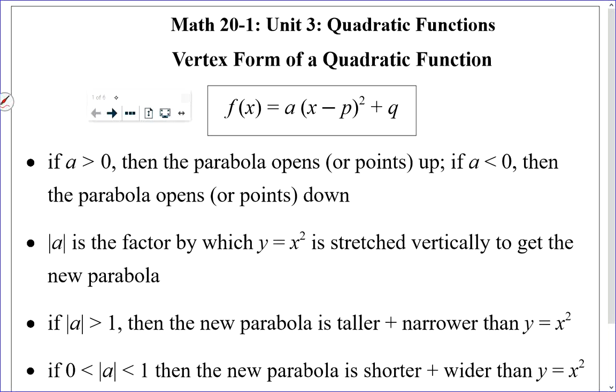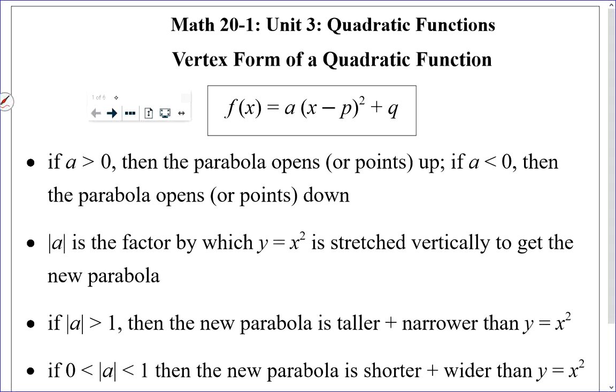This next point, I wouldn't maybe worry too much about. I feel the need to mention it because it's important for Math 30. But whatever the absolute value of a is, and all that means is if it's negative, I don't care about the negative right now. Whatever that number is, it's called a stretch factor. And if that number is bigger than 1, not bigger than 0, bigger than 1, if it's 1.5 or 2 or a million, what happens is the parabola becomes taller and narrower.